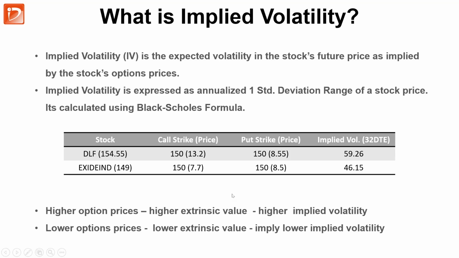Higher option prices mean there is higher extrinsic value in the option, so it means higher implied volatility. The implied volatility is calculated from the options premium. If there is more extrinsic premium in the option, it means the implied volatility is higher. Similarly, lower option prices mean lower extrinsic value and therefore lower implied volatility.